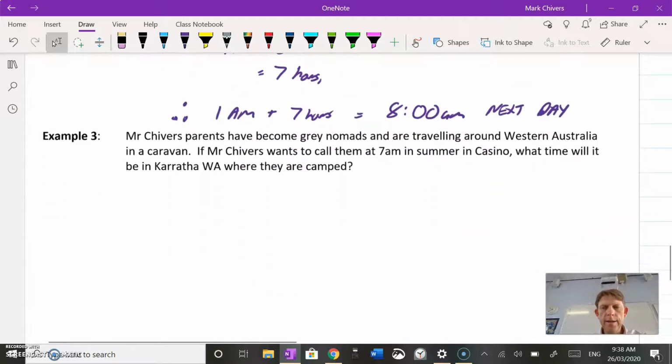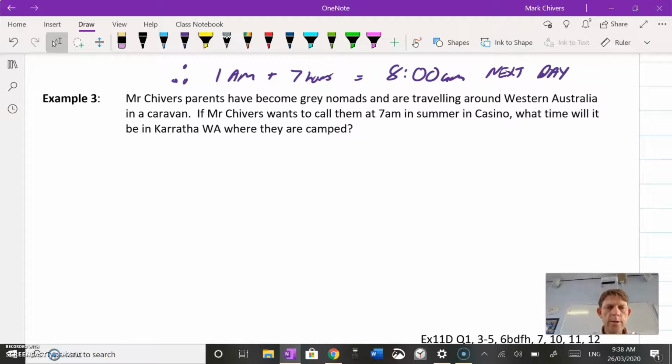Okay. The final example just uses our Australian time zones. So I have a couple of parents that have become grey nomads, or they're not travelling around just at the moment, for the same reason no one's travelling around. And they're in Western Australia. And if I want to call them at 7 a.m. in Summerland Casino, what time will it be in Karratha where they're camped?